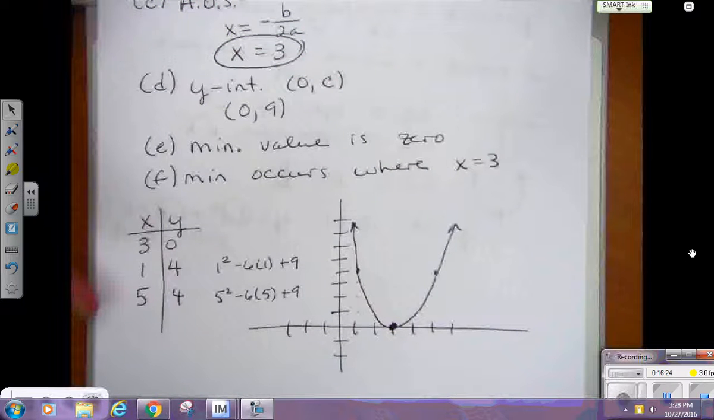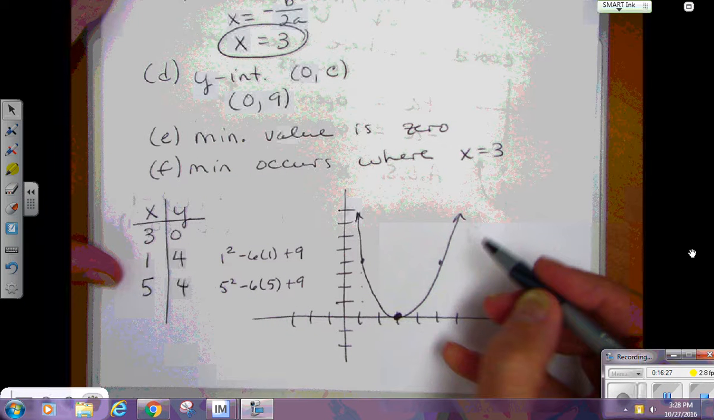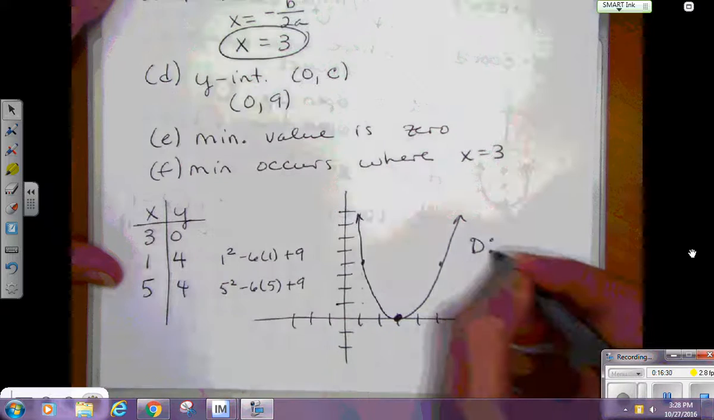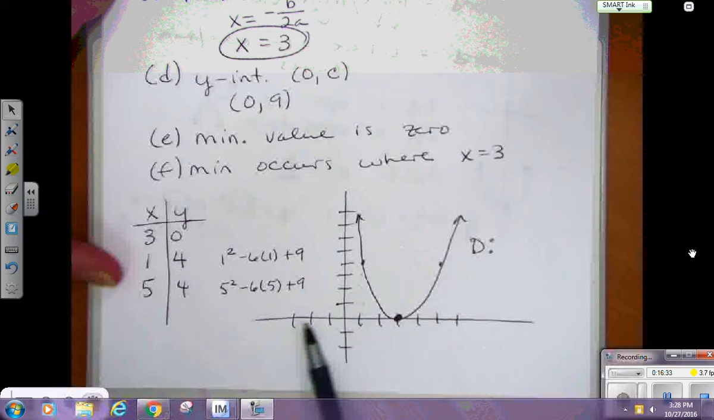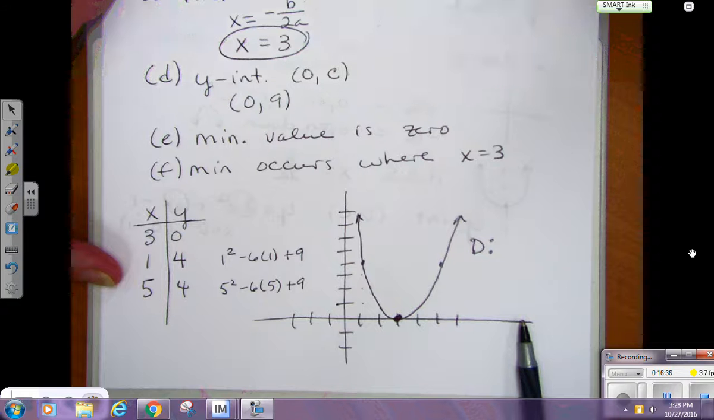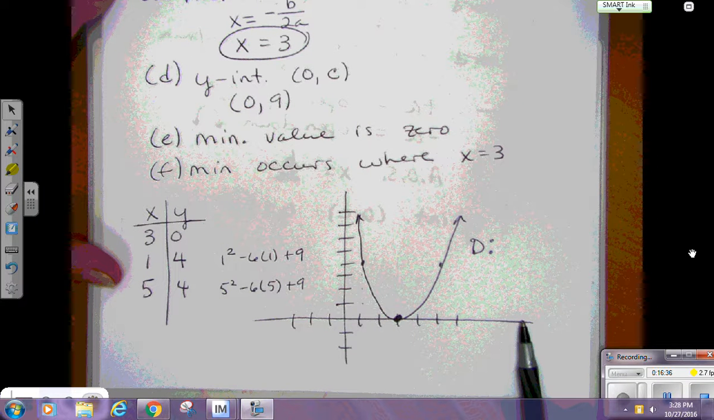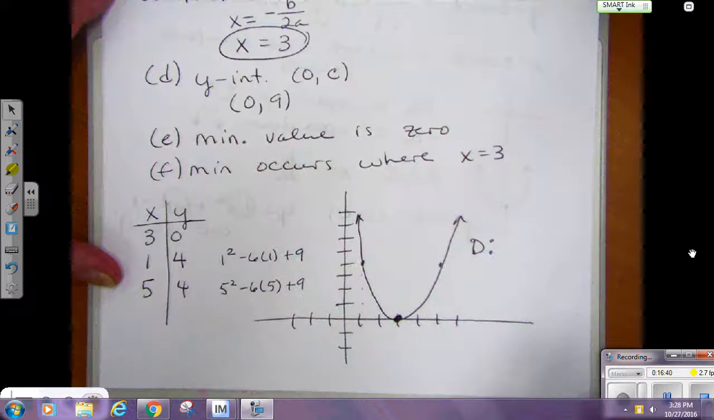Okay, so one more thing we're going to do before I sign off here. I want to find the domain and range. Okay, so your domain is your x values. Is there anything that x cannot be on this graph? And the answer is no. There's no restrictions for your x. So that's going to be all real numbers.